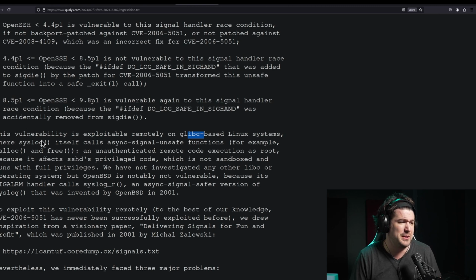All right, so this vulnerability is exploited remotely on glibc-based Linux systems where syslog itself calls async signal unsafe functions, for example malloc and free. It's an unauthenticated remote code execution as root because it affects SSHD's privileged code. SSHD runs in privileged mode, which means if you can get it to execute your code, your code is executed as privileged, which is not sandboxed and runs with full system privileges.